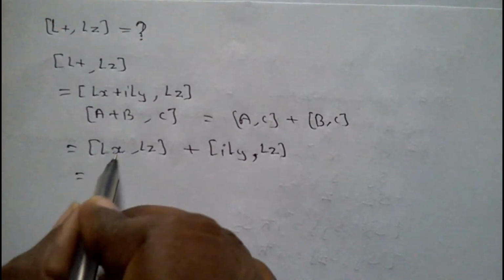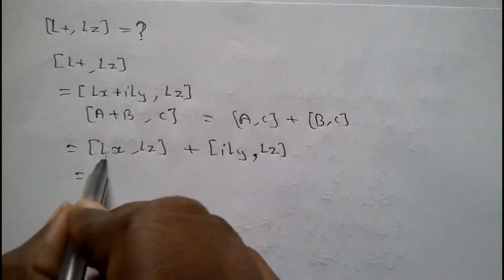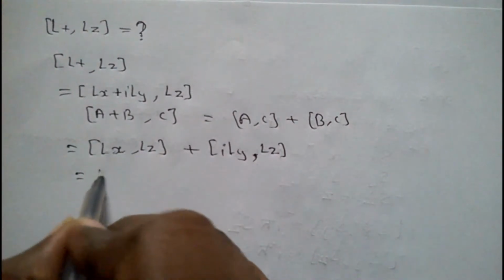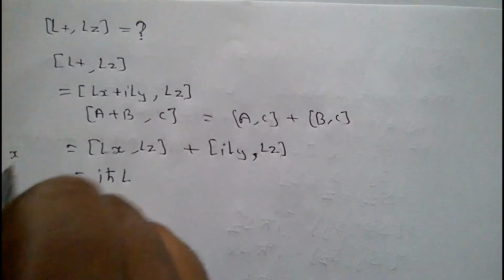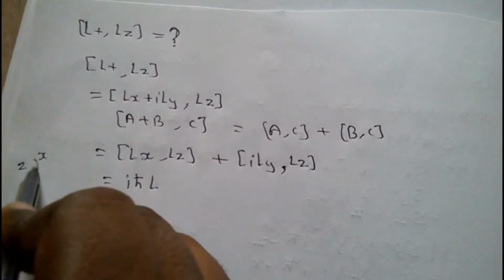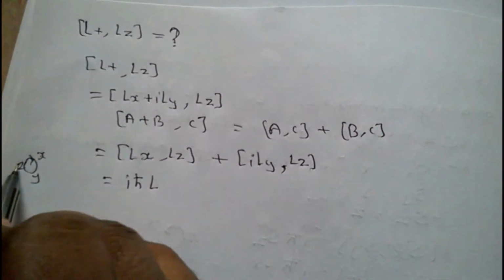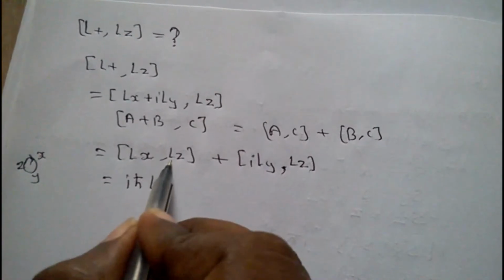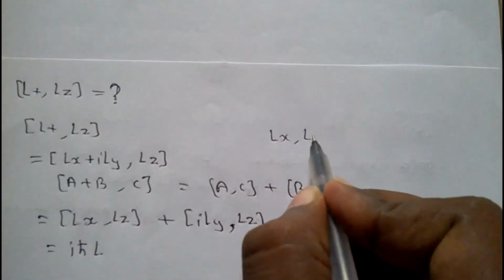So for Lx Lz, to have the value, it will be i h cross L. Here this is x, y and z. Here x, y means it is going anti-clockwise. We know the value of Lx Ly.